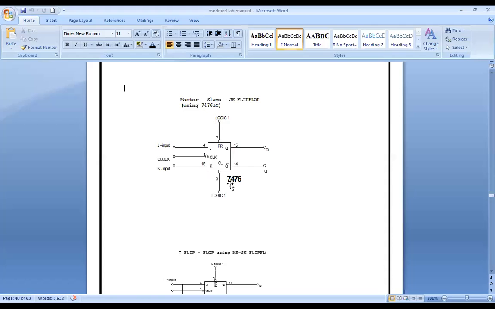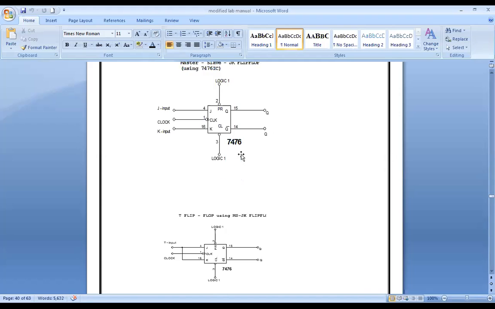Okay. So this is your total JK flip-flop. Internally, we actually have 4 NAND gates, just like we saw. And these are your pin numbers, J input, K input. Then you can get your Q and Q bar at pin number 15 and 14. Now, how will you verify this? Based on your truth table.